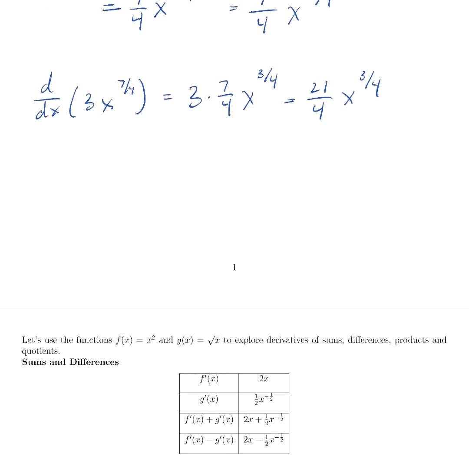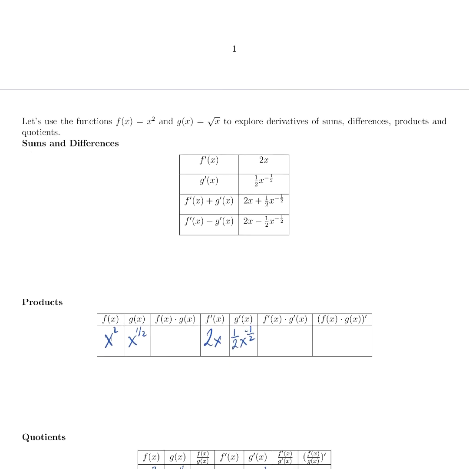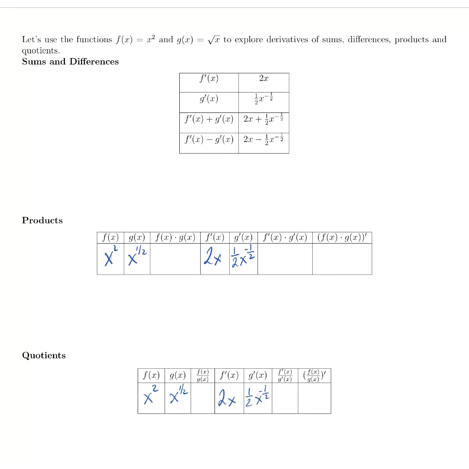Okay, so that allows us to take derivatives pretty quickly of polynomials, but we want to think about now products, sums, differences, and quotients of polynomials. So let's use two functions to explore this, the two that were on the first page there, x squared and the square root of x. So if f of x is x squared, its derivative is 2x. G's derivative is 1/2 x to the negative 1/2.